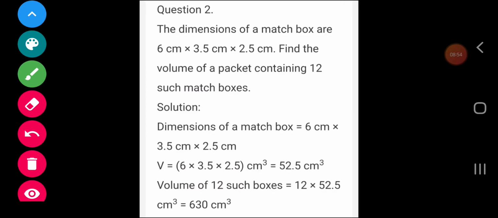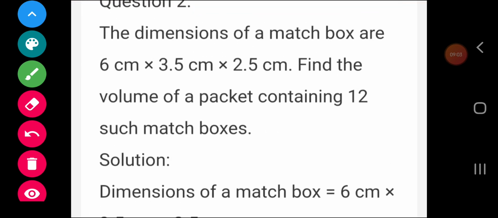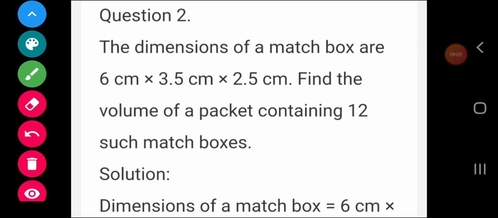Next question number 2. First question subdivision 2 as your homework you just do. Next question number 2. The dimension of a match box are 6 centimeter, 3.5 centimeter, 2.5 centimeter. Find the volume of a packet containing 12 such match boxes. First we have to find volume of one match box. Afterwards, with that value we have to multiply 12.